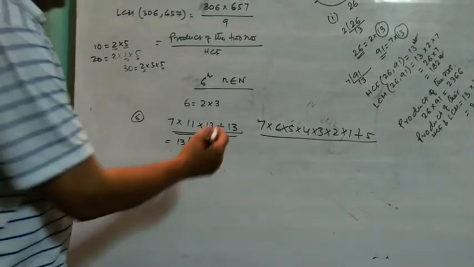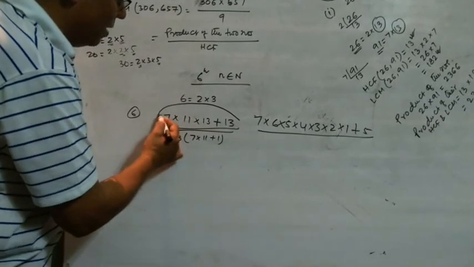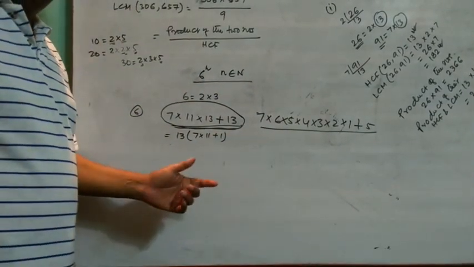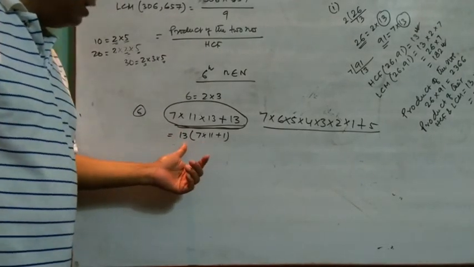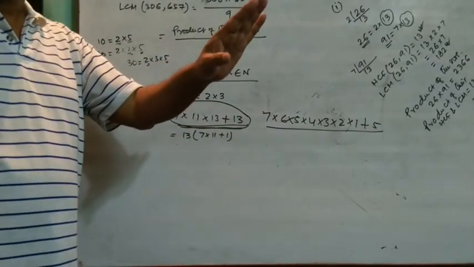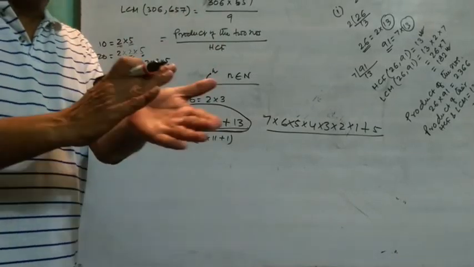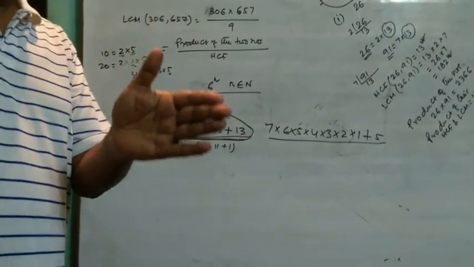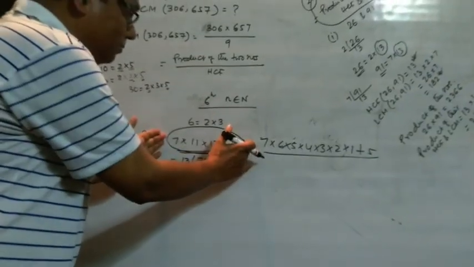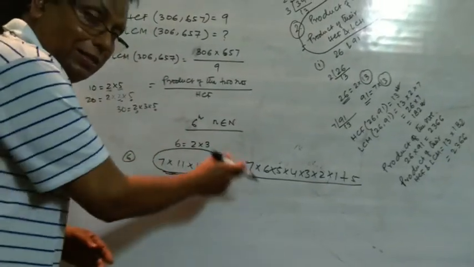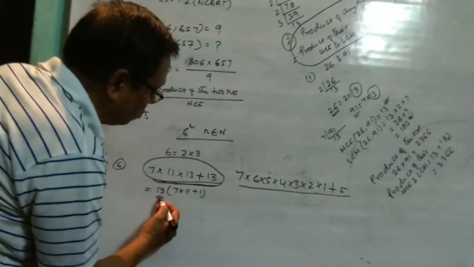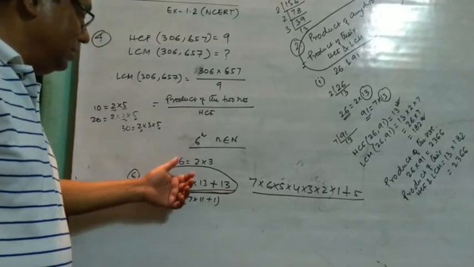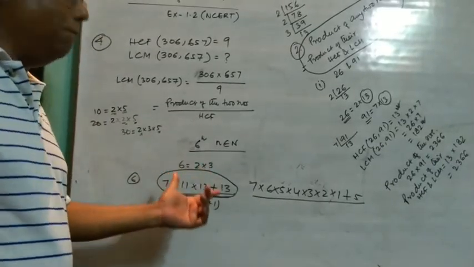So what we are finding is that this number given in the question has a factor 13 other than itself and 1. Any number is always divisible by itself and 1. But apart from itself and 1, this given number is also divisible by a third number, 13, and hence this number is a composite number.